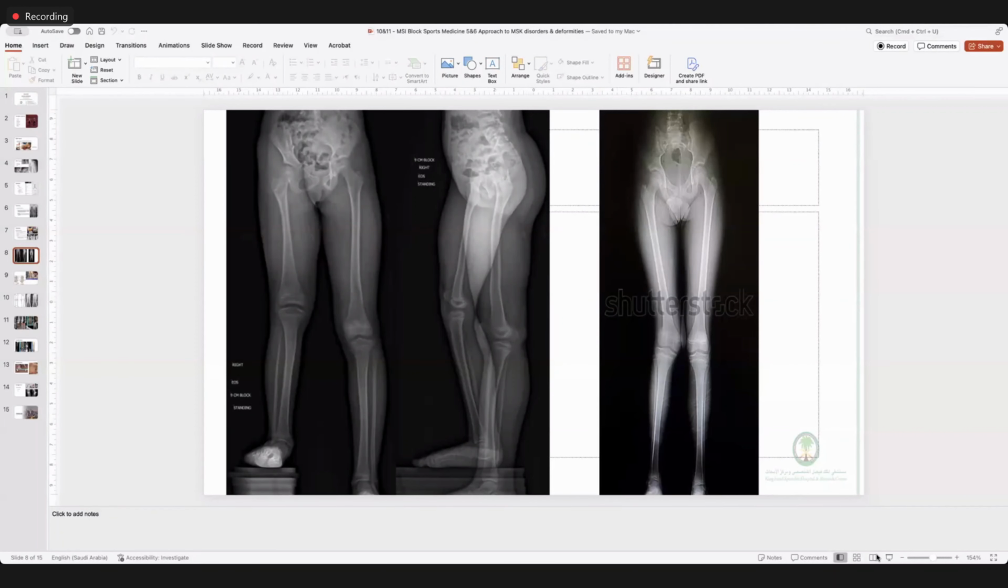The important thing is that we try to treat these non-op if possible, but for example, this is very short, so the only solution for this is we have to do some lengthening. And sometimes with this, we have to do a corrective osteotomy. Sometimes we can do it acutely, you correct it and that's it, or we have to put a device and do it gradually over time.